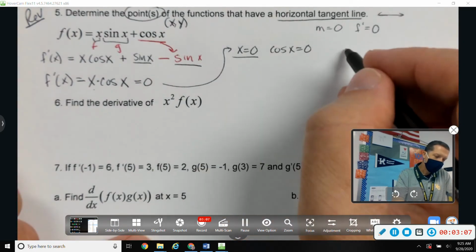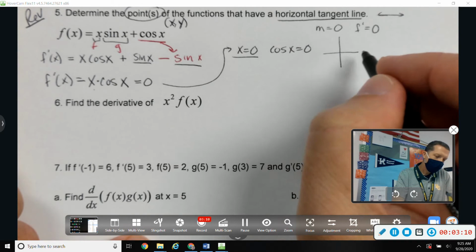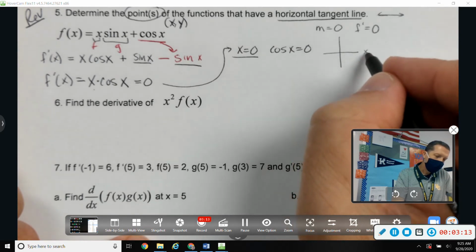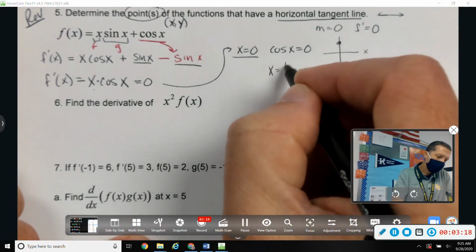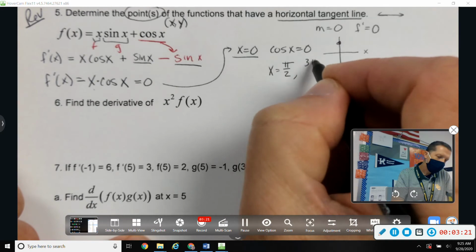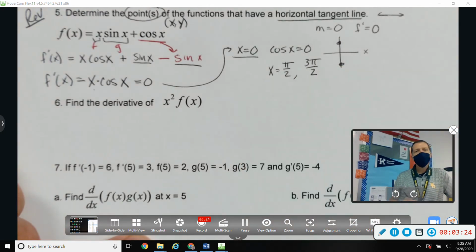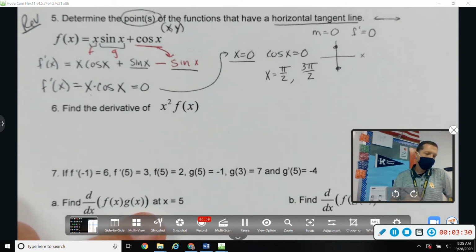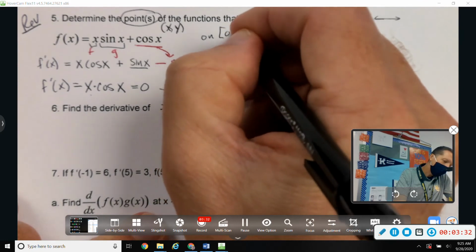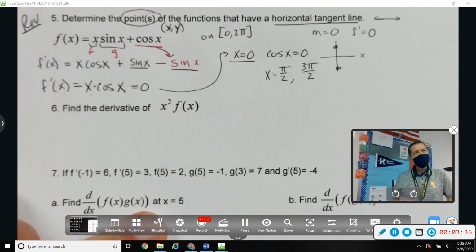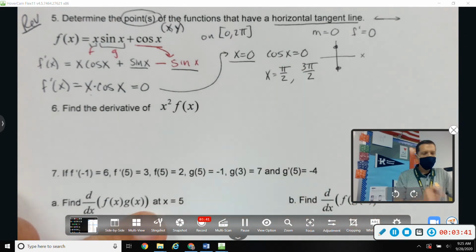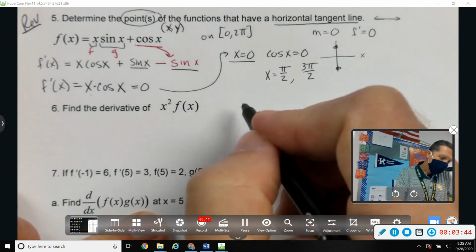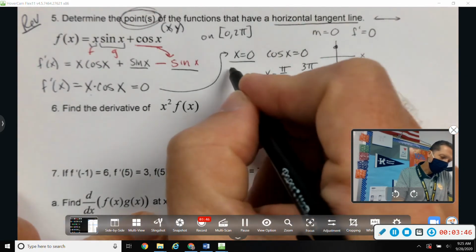Cosine of x equals 0, that would be, let's see, that's the x coordinate, so that would be pi over 2 and 3 pi over 2. Well, and this problem probably should have said on 0 to 2 pi. Because otherwise, there's an infinite number of answers to where is the cosine equal to 0. All right, we want points though. So I got the x values.